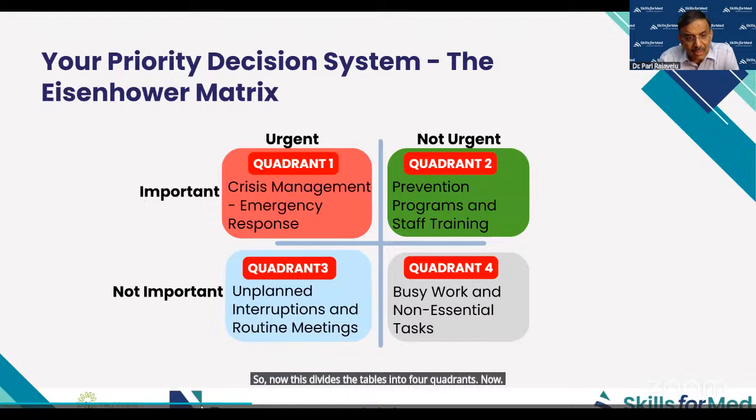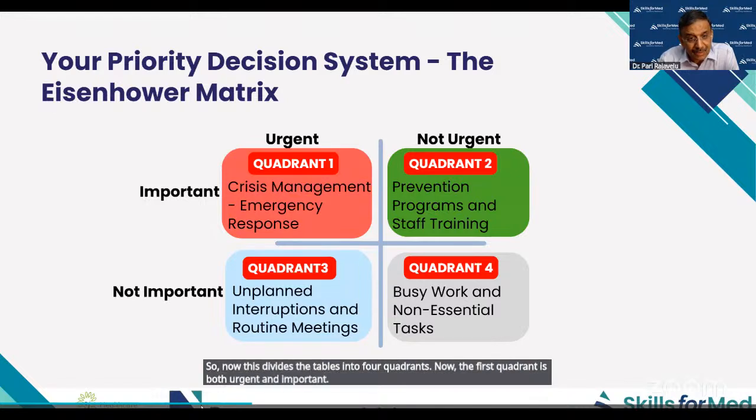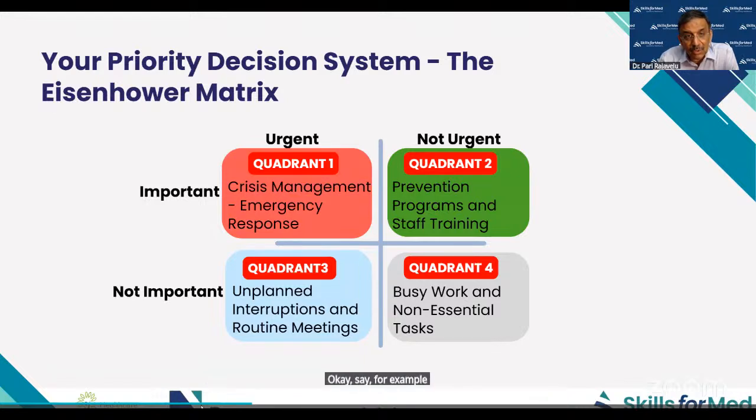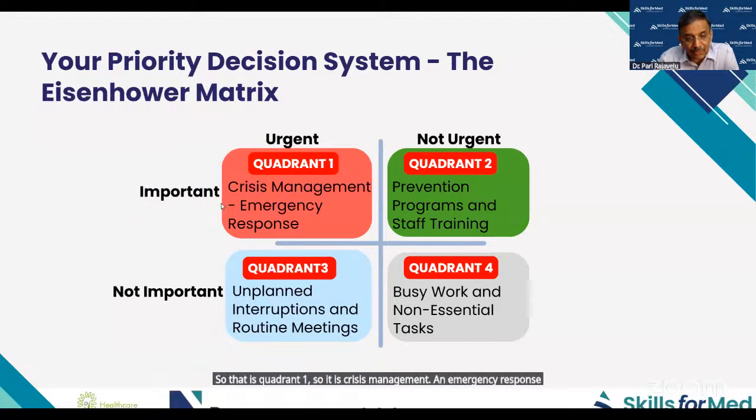Now, the first quadrant is both urgent and important. Say, for example, a code blue going. That is urgent and also important. So that is quadrant 1. It is crisis management and emergency response from the healthcare setting point of view.